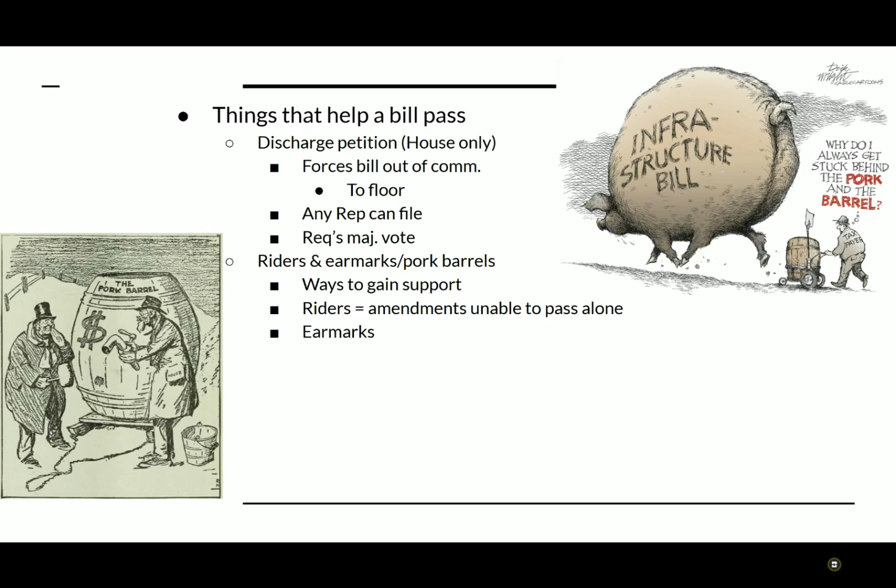In that same category, we have earmarks, which are a specific type of rider. Earmarks refer to money for some specific thing, usually a specific project, often within a single state or congressional district, that are added onto a bill, again, to get support. You want a representative to support your bill? Well, add in some money for maybe building a museum.